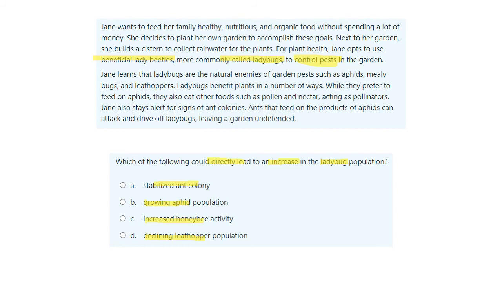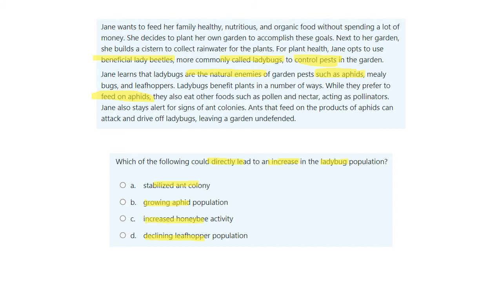Jane learns that the ladybugs are the natural enemies of garden pests like aphids, mealybugs, and leafhoppers. Ladybugs benefit the plant in a number of ways. While they prefer to feed on aphids, they also eat other food like pollen and nectar, and they are also pollinators.